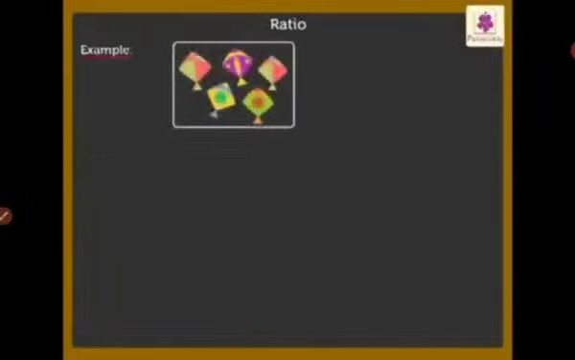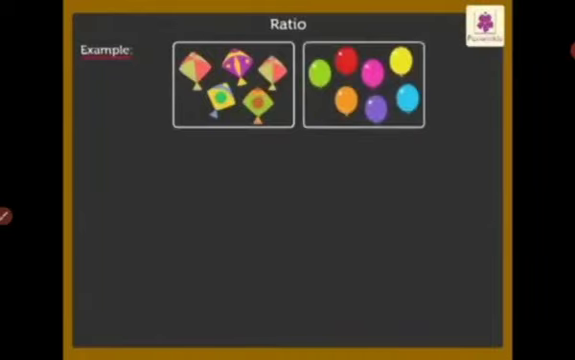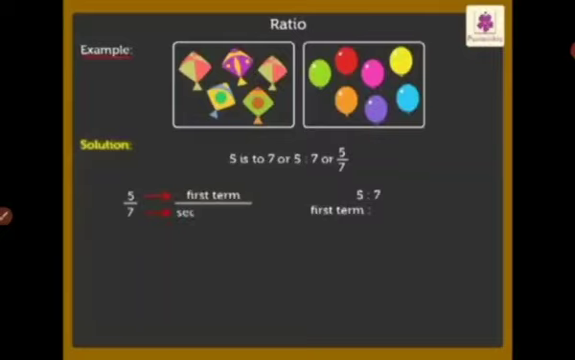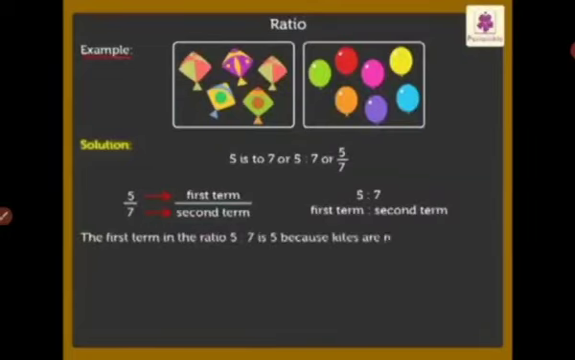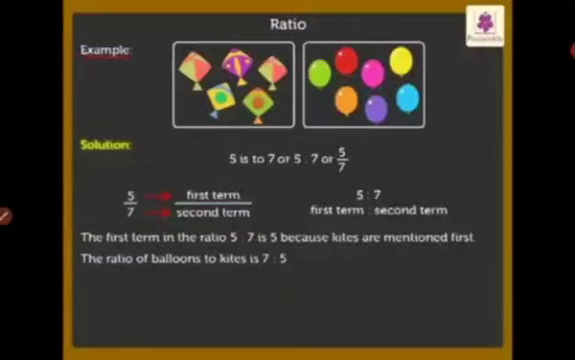Here are 5 kites and 7 balloons. We write the ratio of 5 kites to 7 balloons as shown. It is read as 5:7. 5 is called as the first term and 7 as the second term. The first term in the ratio 5:7 is 5 because kites are mentioned first. Now look, the ratio of balloons to kites is 7:5, as here balloons are mentioned first.